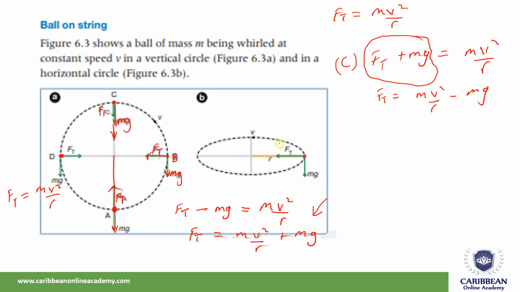Now, when we look at it from a horizontal circle, we can see that the only force that is causing a centripetal force is going to be the tension in the string, right? So that's the only force that is acting towards the center when you have a string that is rotating an object in a horizontal circle, all right? So in this case, my tension force is just going to be Ft equals mv squared divided by r.